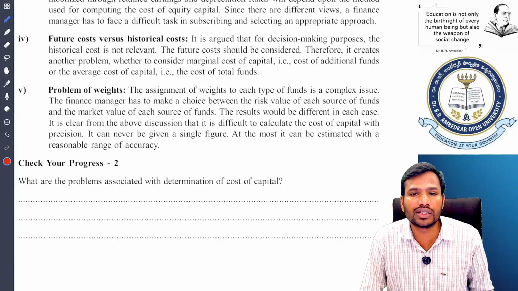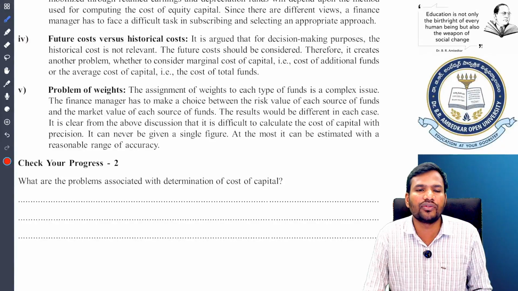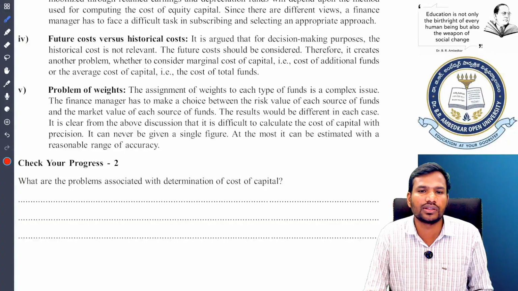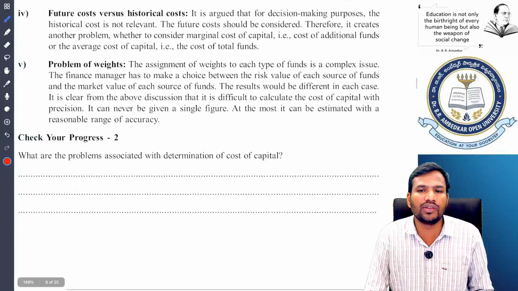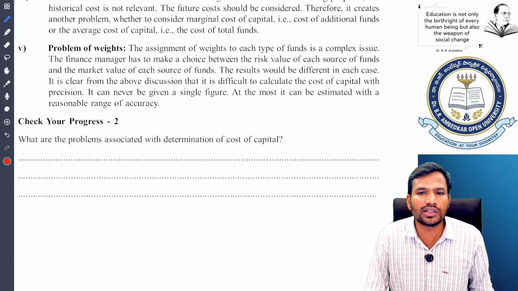And the problem of weights. Giving weights is a complex issue. The finance manager has to make the choice between the book value of each source of funds and the market value of each source of funds. The result will be difficult in each case. Assigning the weights is not easy.